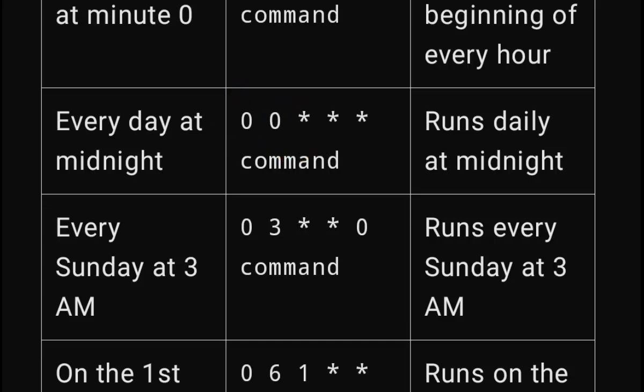Okay, and coming to the next example, this is every Sunday at 3 a.m. Every Sunday at 3 a.m. So clearly understand this. Every indicates every Sunday. That means you need to run on Sunday only.